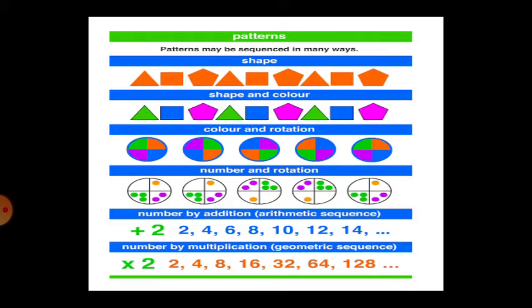And number by multiplication is also called a geometric sequence. Here you have to multiply. 2 twos are 4, 4 twos are 8, 8 twos are 16, 16 twos are 32. By seeing it you can say that here you have to do multiplication. For arithmetic sequence and geometric sequence, you have separate formulas that you will study in your higher classes.